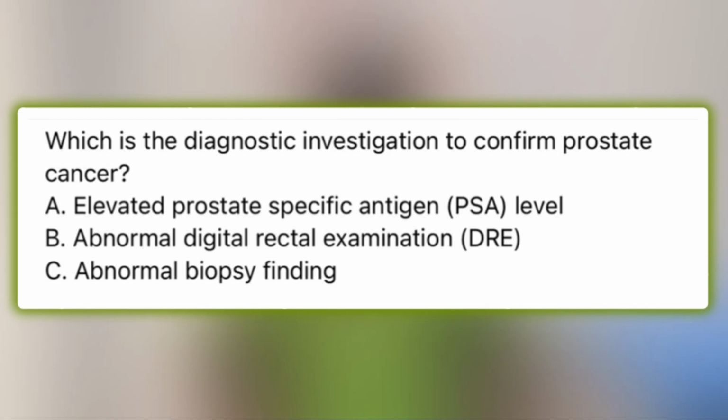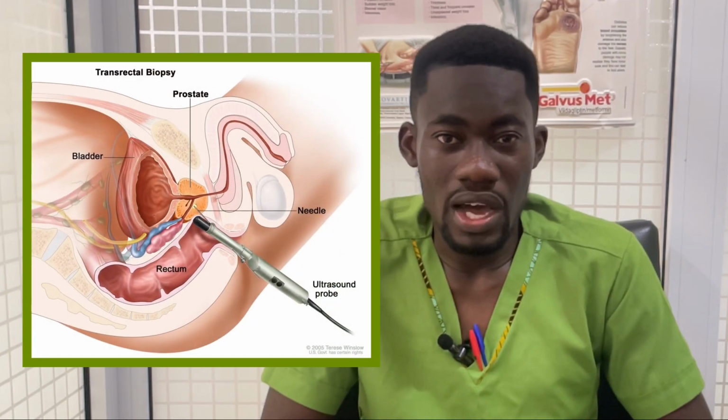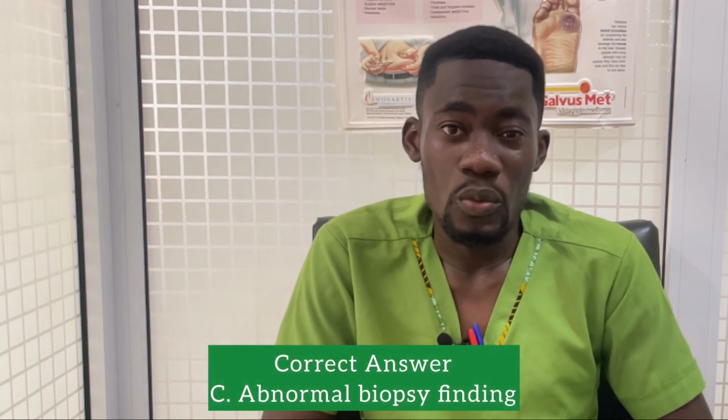A. Elevated prostate-specific antigen level. B. Abnormal digital rectal examination. And C. Abnormal biopsy finding. In the surgical department or in surgery, one of the tests that is done to rule out or to confirm cancer is tissue biopsy. And so once the candidate knows that biopsy is done to confirm or rule out cancer, quickly, you should know that abnormal biopsy finding will be a diagnostic investigation done to confirm what? A cancer of the prostate.